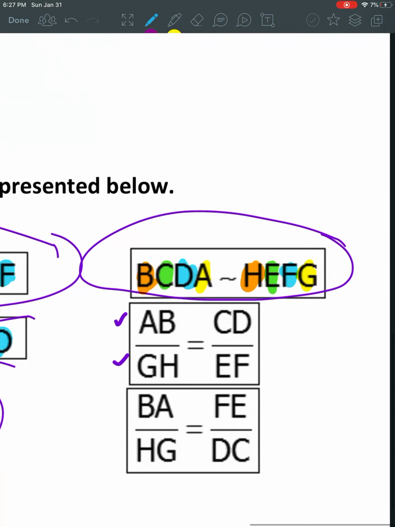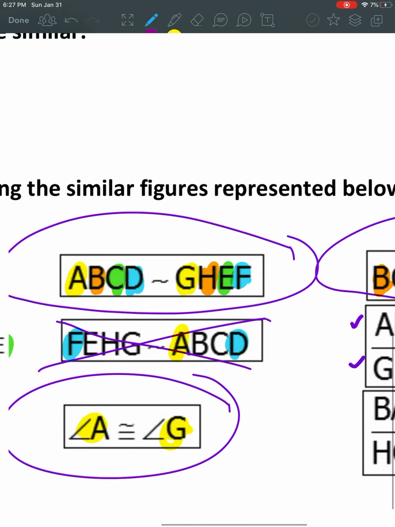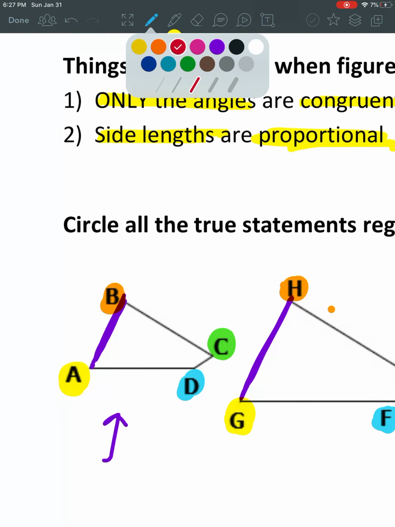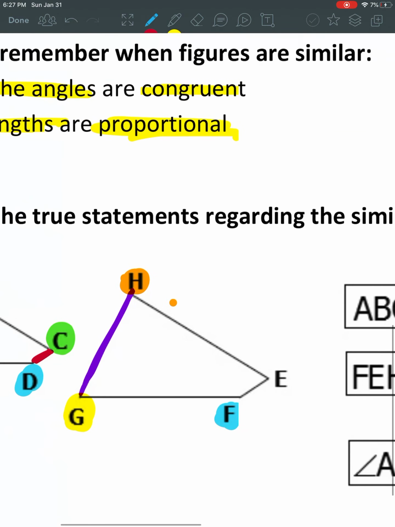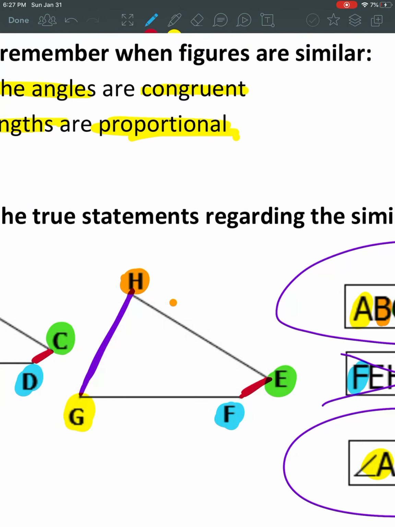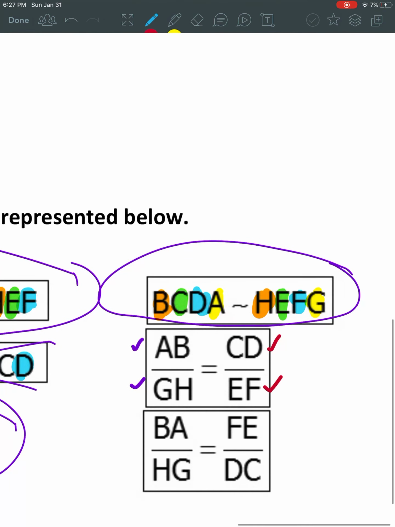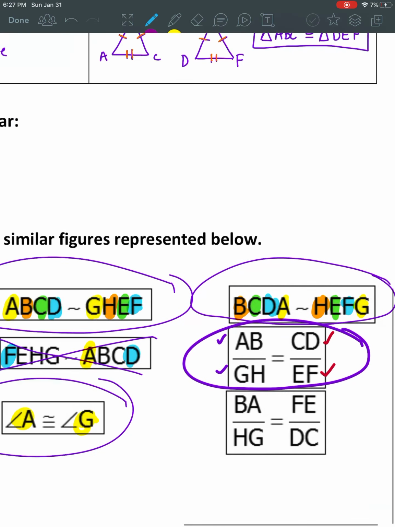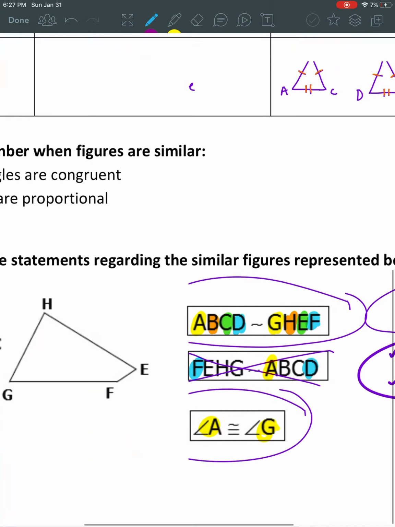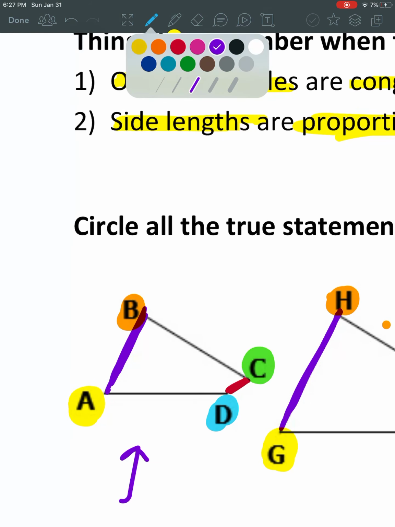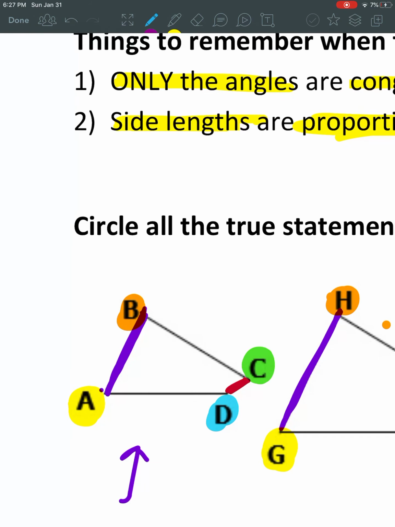Now, since AB came on the top, and that came from the first shape, then when we write the second fraction here, the CD, it has to come from the same shape, which it does. So now we are looking at CD, and that corresponds to EF, and it has to come in that exact same order again. So CD, EF, that is a true statement. That works. That is how we're going to set up our proportions, okay?